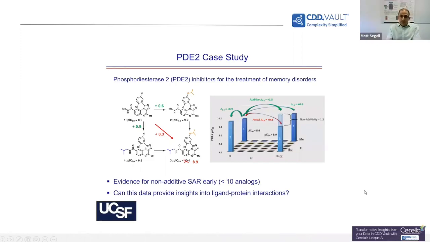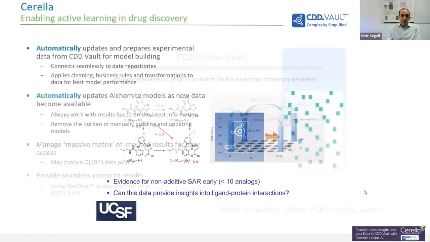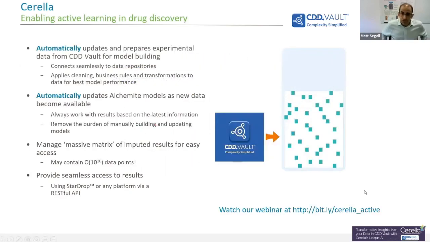So with that in mind, I guess the next question is, what will the combination of CDD Vault and Cerella actually do in practice? Let me just illustrate that as well. First of all, Cerella connects directly with CDD Vault, securely, of course, via CDD Vault's very sophisticated API. And it automatically updates and prepares experimental data for model building. So it applies all of those cleaning business rules and transformations that we need to do to get the best model performance from that raw data. And it populates that sparse matrix.